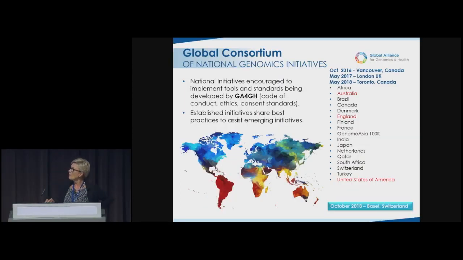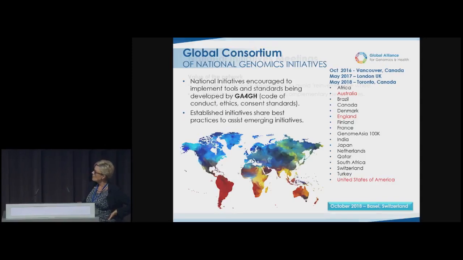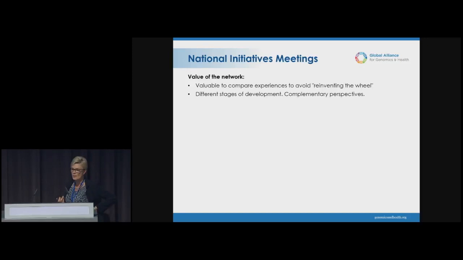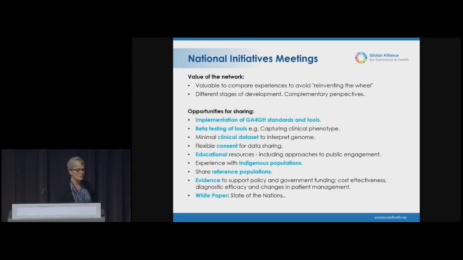So we've been having meetings, bringing together different national initiatives. We had one yesterday morning here in Basel, and the use of this is incredibly valuable for us to compare experiences. What the Global Alliance is all about is that we need to avoid reinventing the wheel. We're obviously all at different stages of development, but it's great to learn from others' mistakes and to feed back your own mistakes. I think we've got very complementary perspectives. In fact, some of us end up, just by the sheer number, having similar governing models, because that also affects our healthcare system.